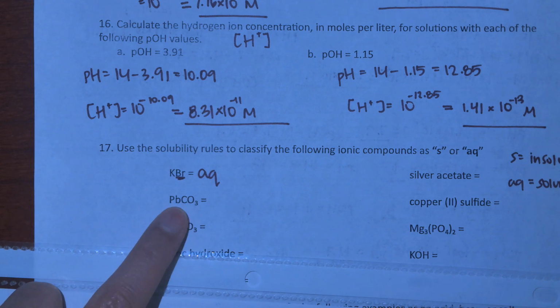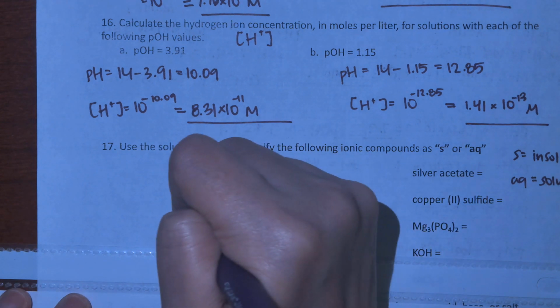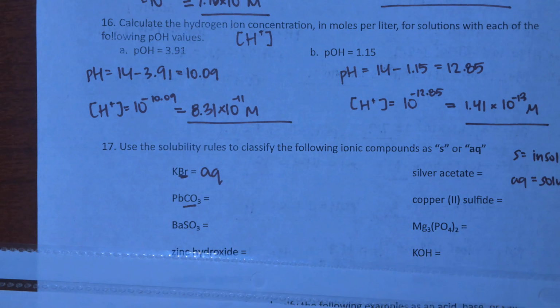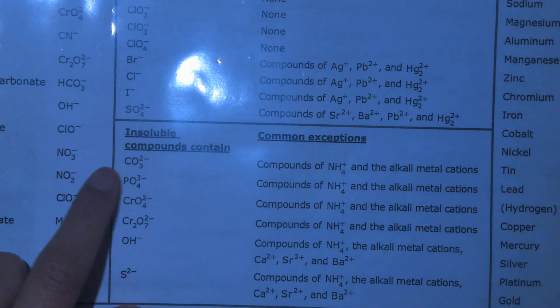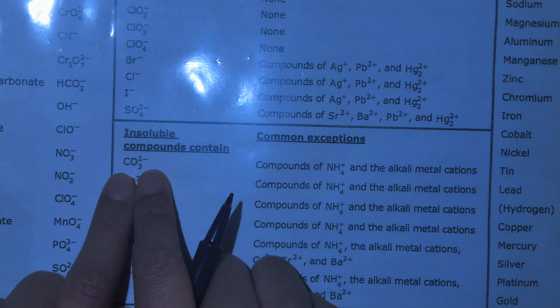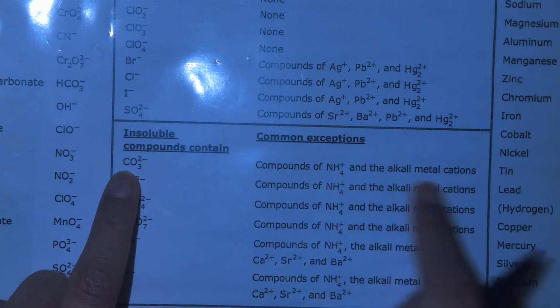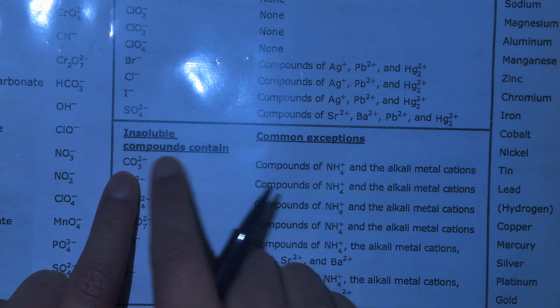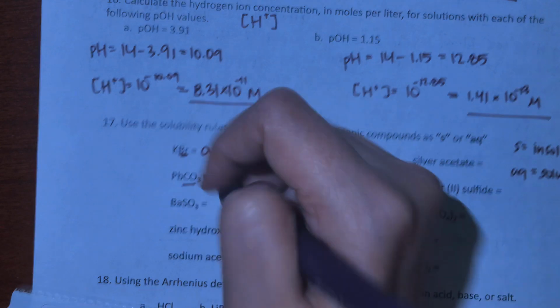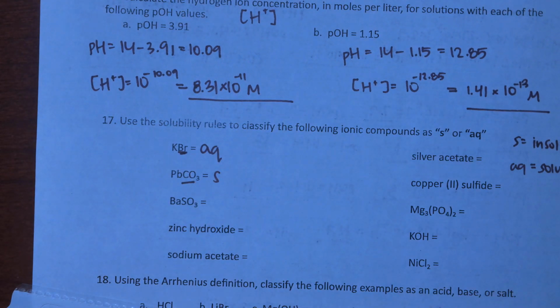Alright, PbCO3. So lead carbonate. So I'm going to look at carbonate. Carbonate is under insoluble. But is lead part of these exceptions? No, it's not. So it's still insoluble. So I'm going to put an S right by it.